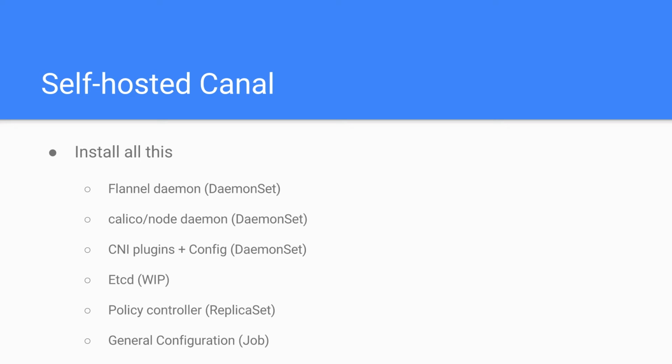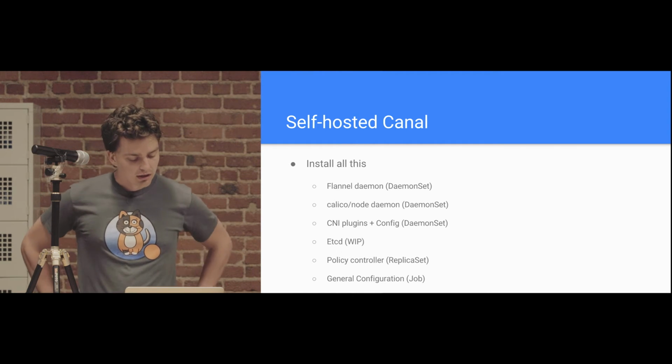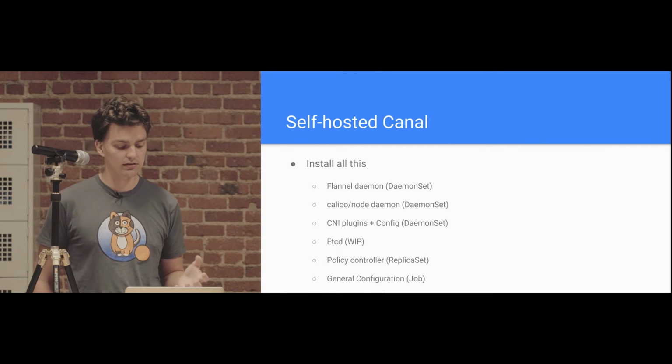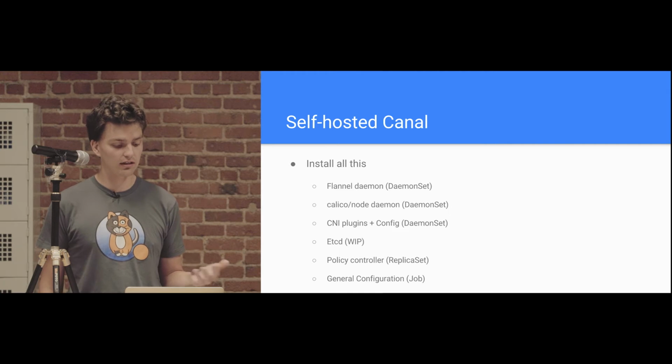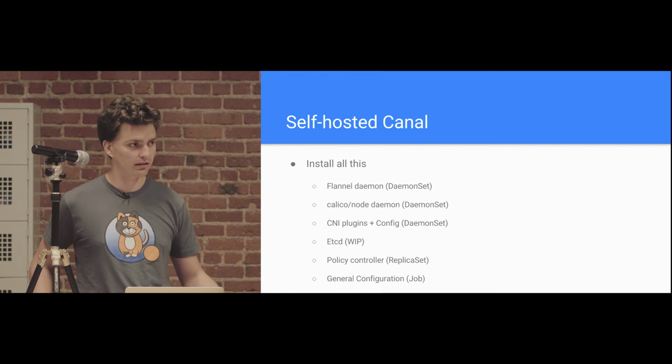So I have an example of this that I'm going to show you in a moment. Just want to run through how this is actually done using Kubernetes API objects. So like I said, the Flannel, Calico daemons, as well as the CNI config and plugins, all need to be installed on every node in your cluster. And to do this, Kubernetes provides a daemon set as a way to actually run a pod on every node in your cluster.